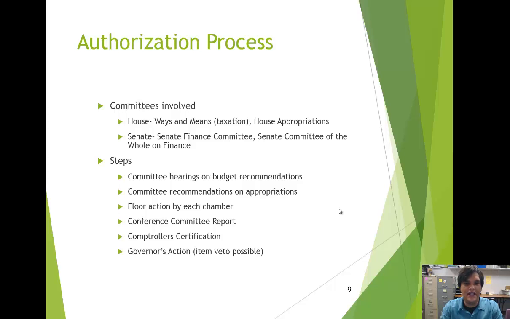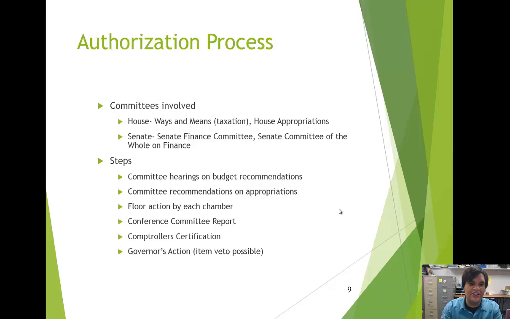So you have different steps during the authorization process. You have those committees involved. You first have committee hearings on budget recommendations. You have committee recommendations on appropriations. You have floor action by each chamber. So once the committee hearings and committee recommendations are over, the budget will actually be heard in the chamber for both the House and the Senate. You have the conference committee report that will report the actual budget, and then you have the comptroller's certification.